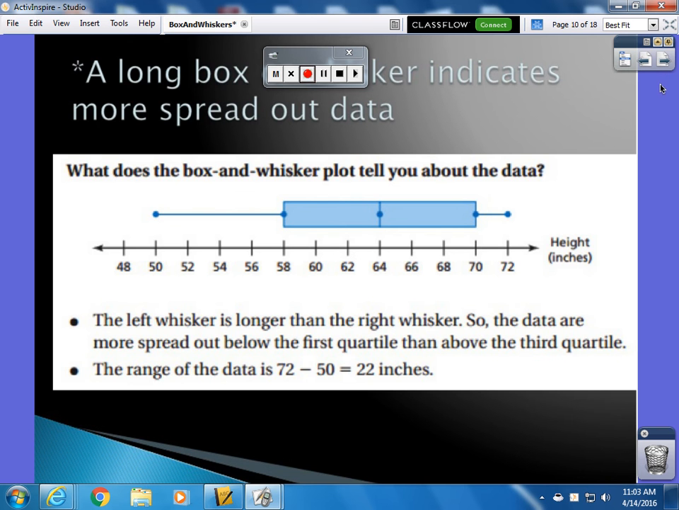What does this box and whisker plot tell you about the data? Well, this is a height spreadsheet. We'll be doing one of these in class. The left whisker is longer than the right whisker, so the data are more spread out in the first quartile. The median class height is 64 inches, which is 5'4". And the range of the data is 72 minus 50, which is 22 inches. So there's kind of a widespread height.